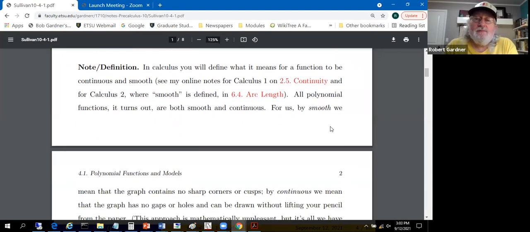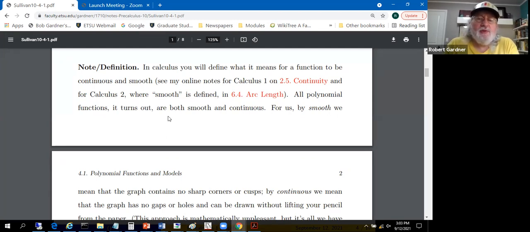In calculus, you'll define what it means for a function to be continuous and smooth. Here we're going to approach it fairly informally. This is done in Calculus 1. Section 2.5, you'll cover continuity. It's defined in terms of limits, so it's off the table for us. Smooth is defined in terms of something called derivatives, so also off the table for us. That's actually done in Calculus 2 in a section on arc length. The term smooth is defined and has a formal definition in terms of derivatives.